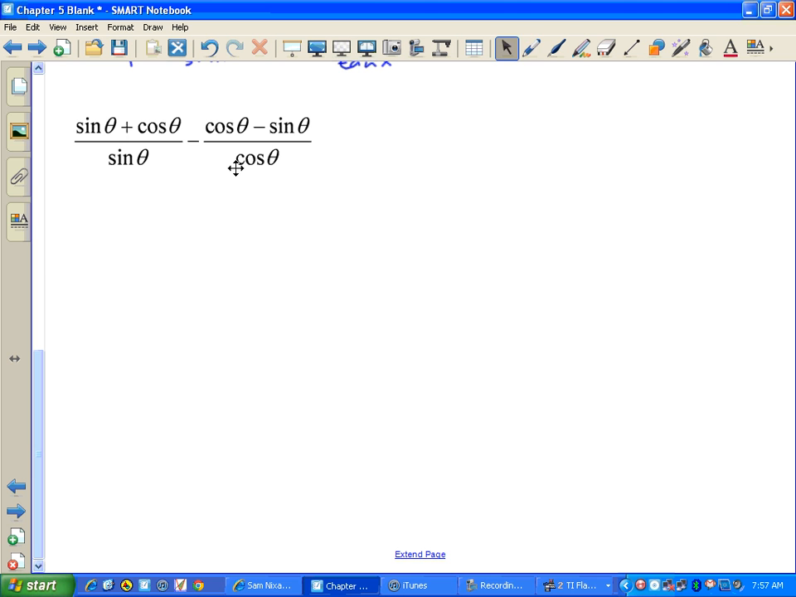Here I'm subtracting fractions. In order to do that, I need a common denominator. So my denominators now are sine and cosine, so I'm going to need both of those in my common denominator. So I need to multiply this by cosine theta on the top and bottom. And distributing, I'm going to get cosine theta sine theta plus cosine squared theta. Over here, this is getting multiplied by sine theta on top and bottom.